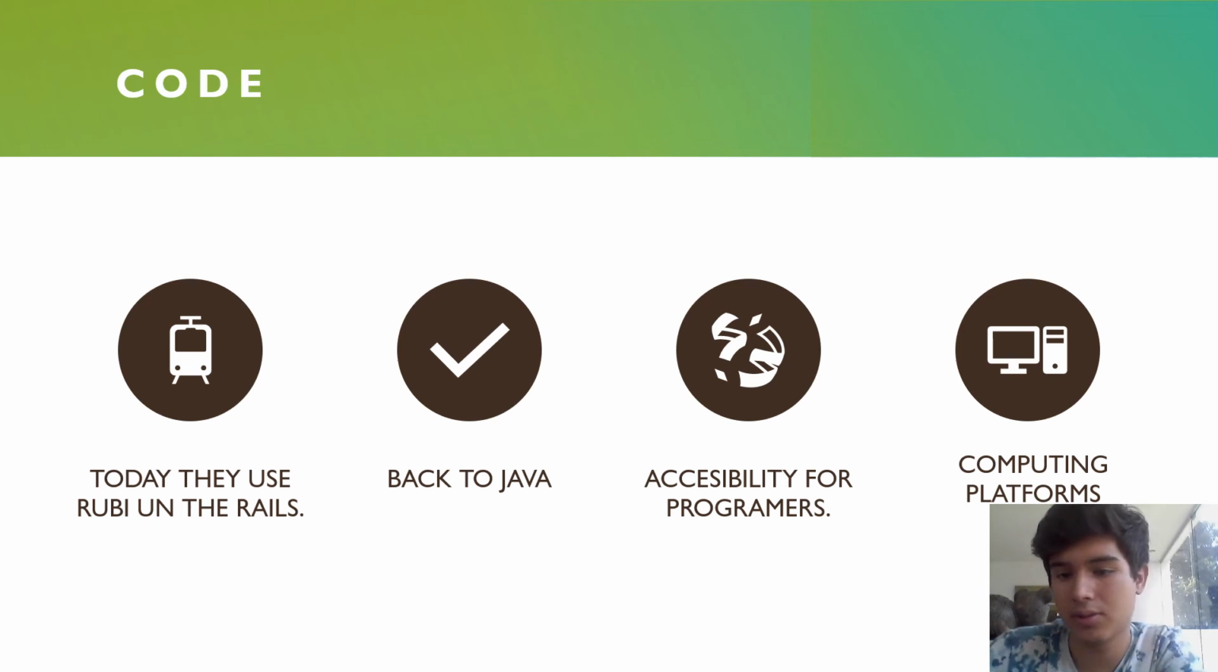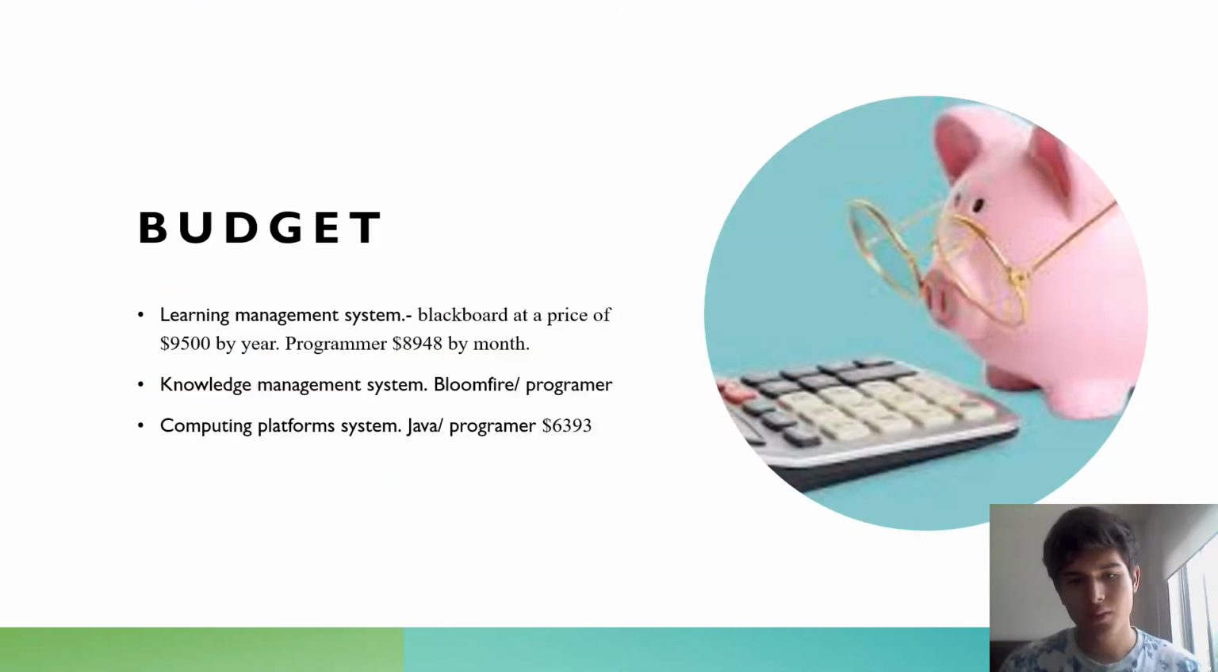So our proposal is to change the computing platform and go back to Java. Like this, we can have more accessibility for standard programmers, and the costs of our biggest and better sellers can be reduced.